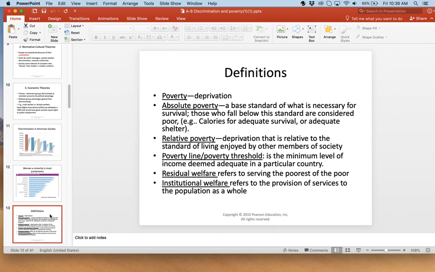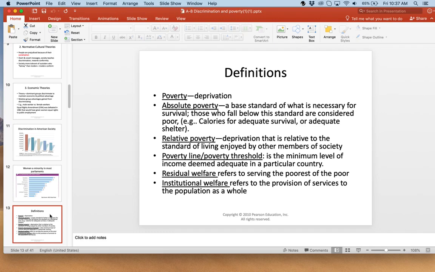The poverty line, sometimes called the poverty threshold, is the minimum level of income deemed adequate in a particular country. The UN has established at least $2 a day as the basic income when you are living in developing countries. Another concept that we need to remember is residual welfare. This refers to serving the poorest of the poor.